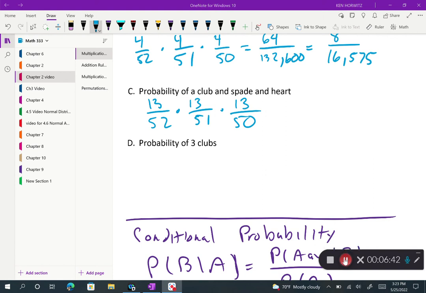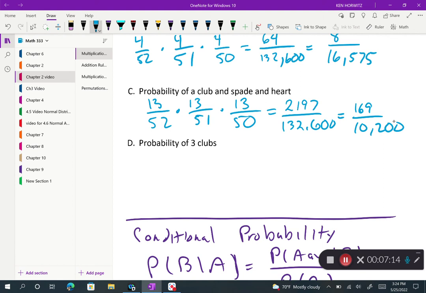All right, hopefully you did your multiplication. I wound up with 2,197 over 132,600. And that simplifies to 169 over 10,200. Again, you can always simplify before you multiply. 13 out of 52 turns out to be 1 over 4.